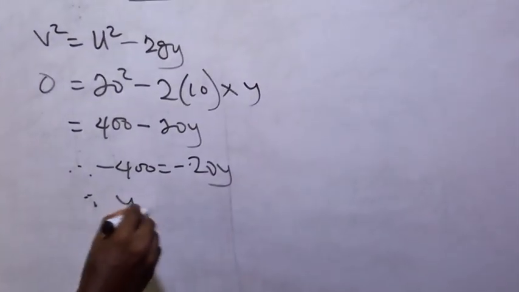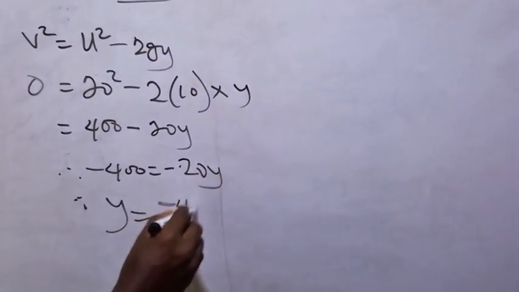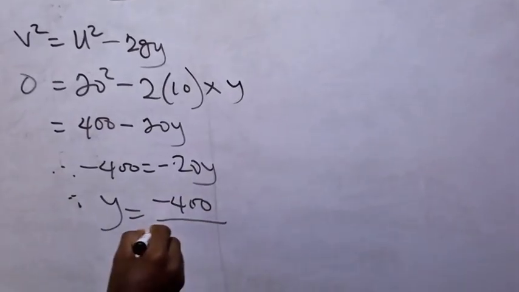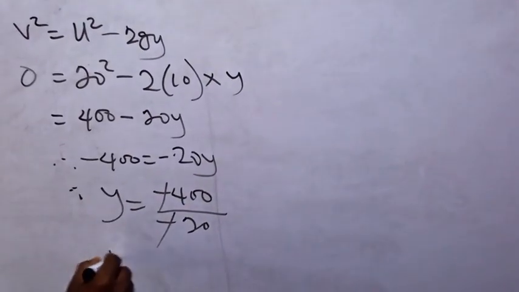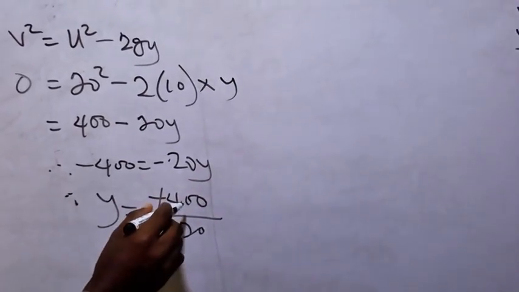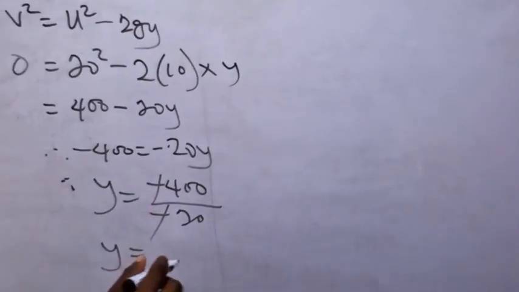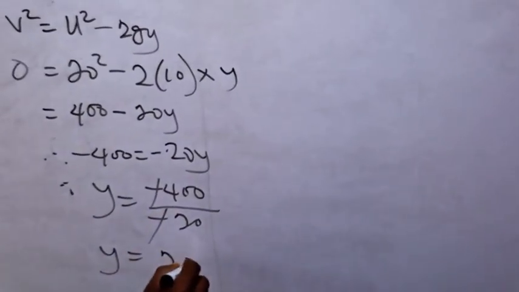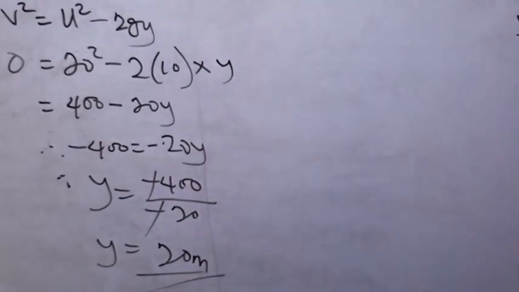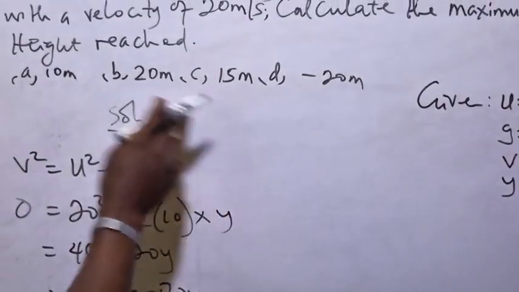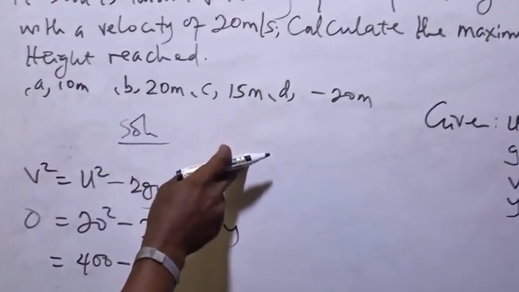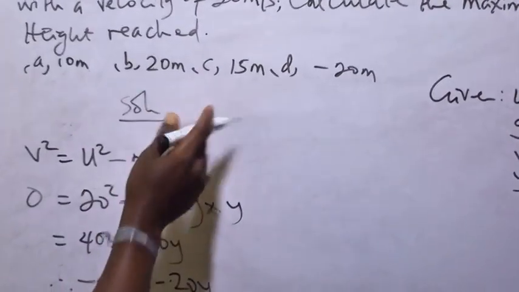Therefore, y here will be equal to minus 400 over minus 20. Minus will cancel minus. y now becomes 400 divided by 20, which is 20 meters. Therefore, from the multiple choice, we discover that the answer here is B, which is 20 meters.